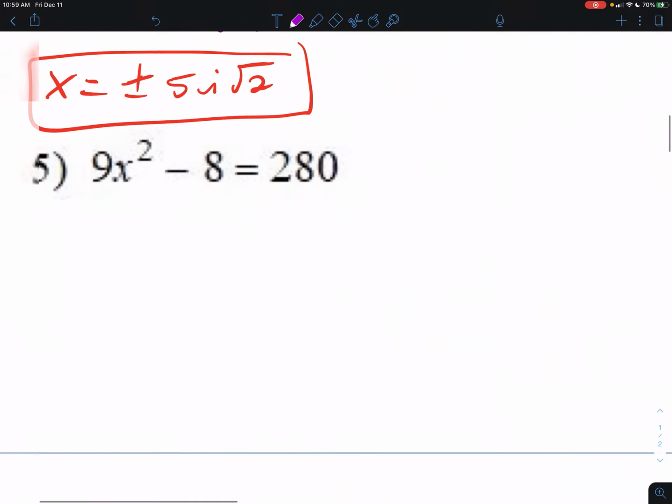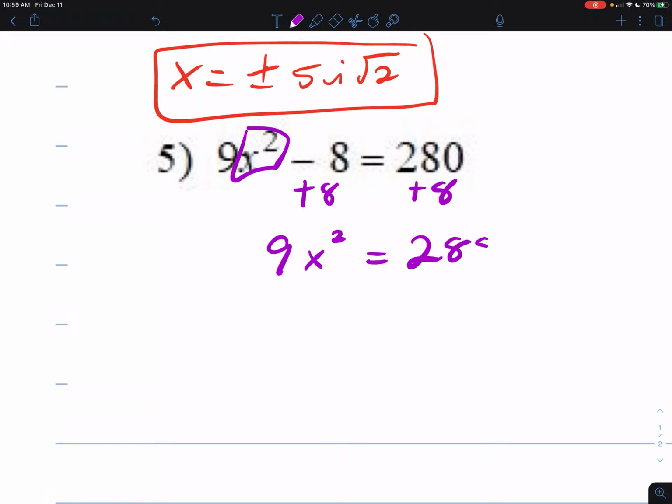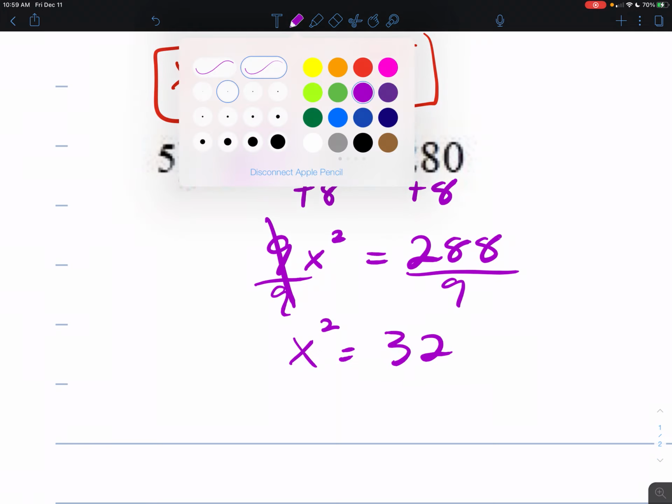Number 5. Solving for x, so we're going to add the 8 first. We get 9x squared equals 288. We're going to divide by 9 to cancel it out. Okay, and we get x squared equals 32 because these two divide out evenly.